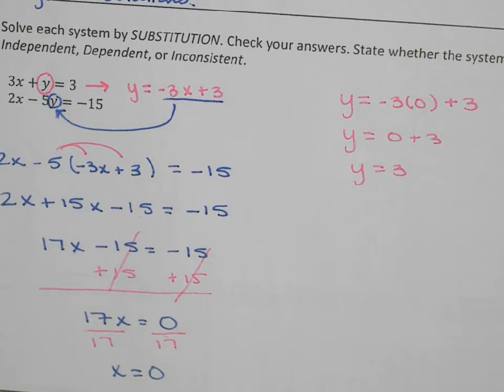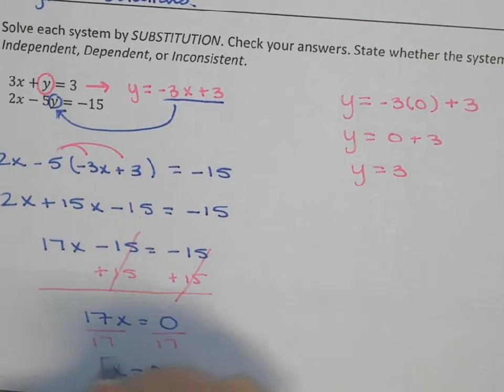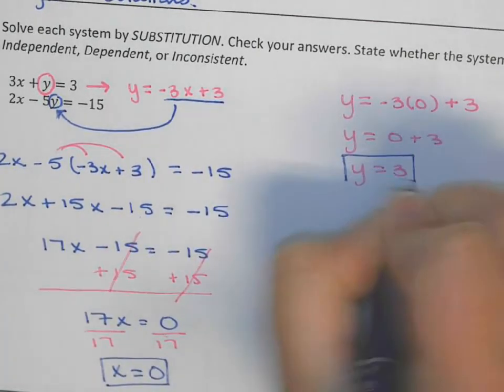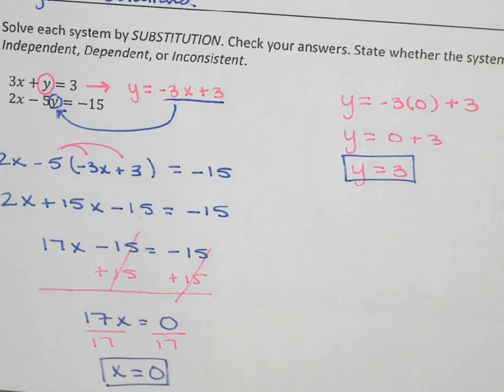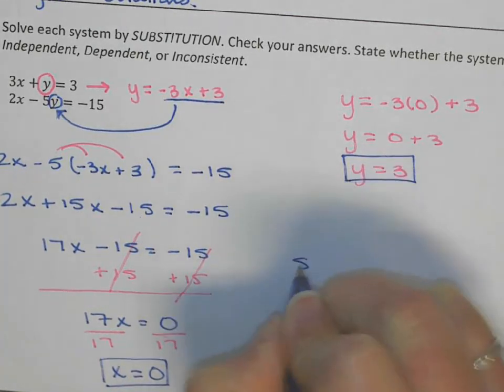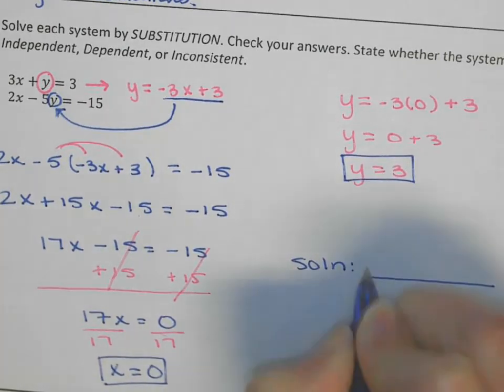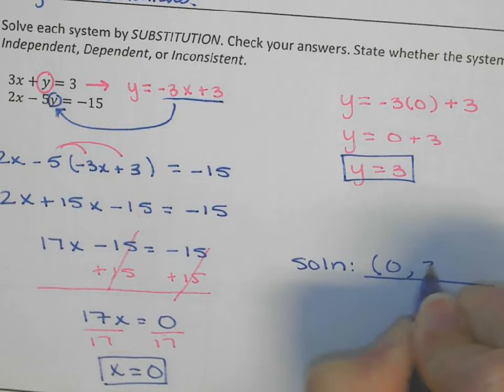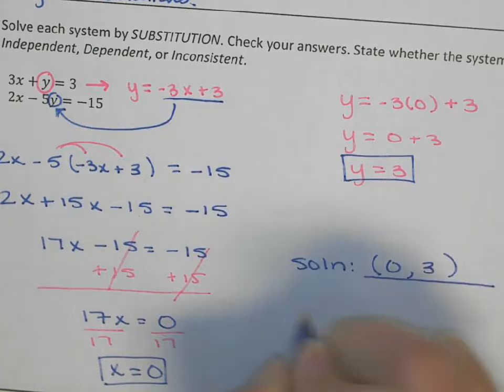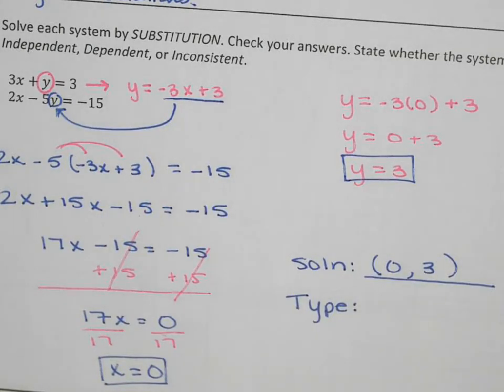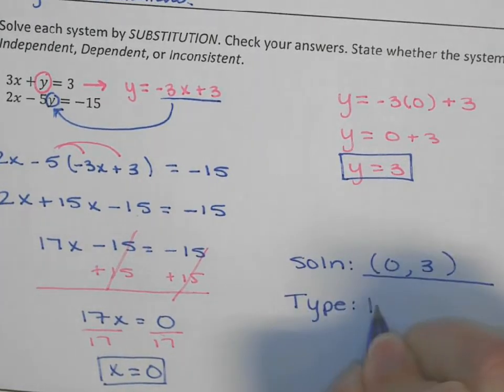You see that? So, am I done? I found x. I found y. I'm done, right? I'm supposed to write my answer as a coordinate point. So when I see my solution, it is a coordinate point. X was 0, y was 3, so 0, comma 3. I also have to say the type. If I have a solution, is that independent, dependent, or inconsistent? Independent. Very good.